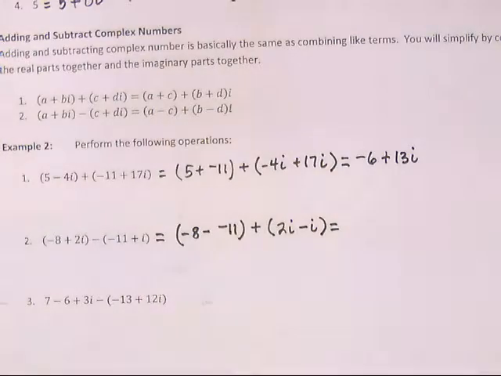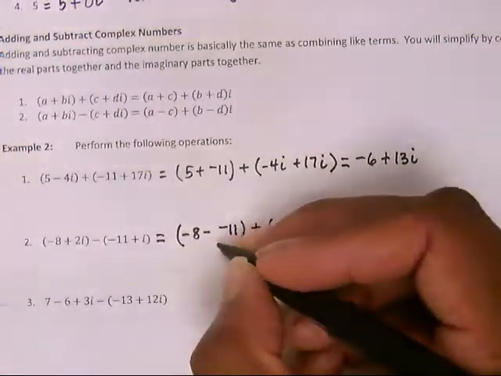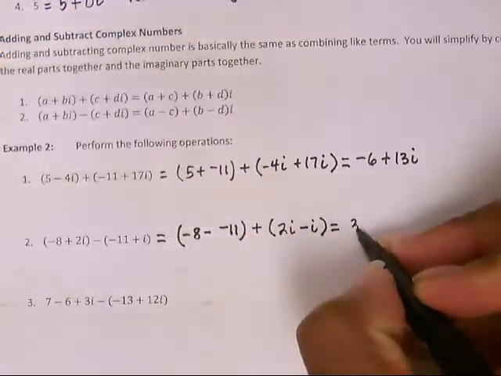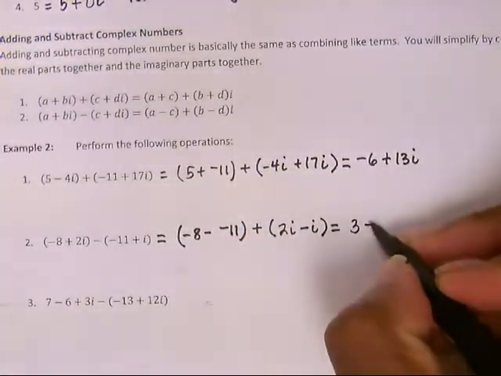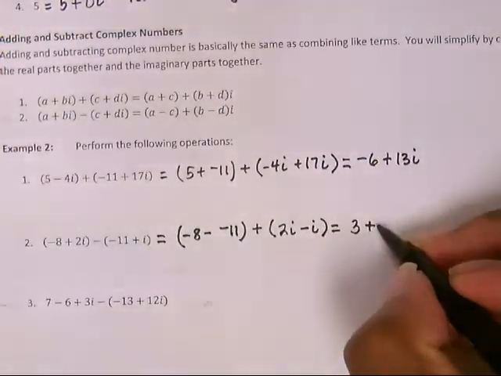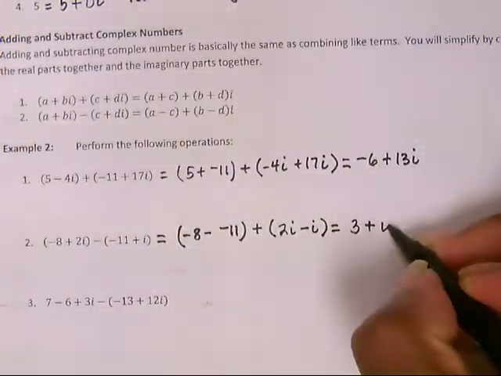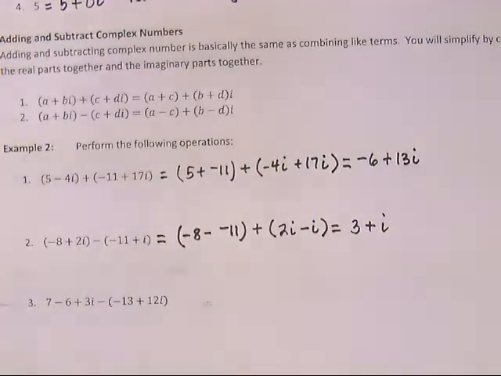So now we're going to simplify this. Negative 8 minus 11. Negative 8 minus negative 11. That's like negative 8 plus 11. That's going to give me 3. Plus 2i minus 1i will be 1i, or we can just say i. So that's going to be 3 plus i.